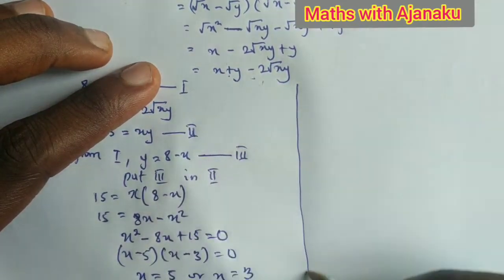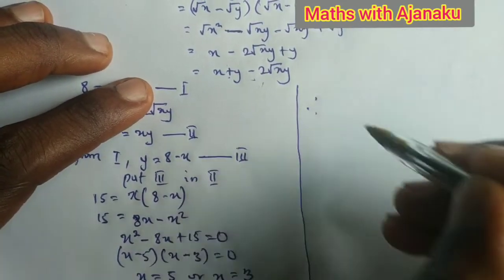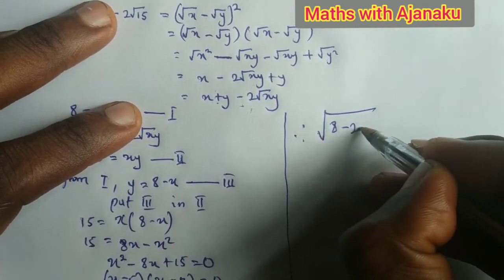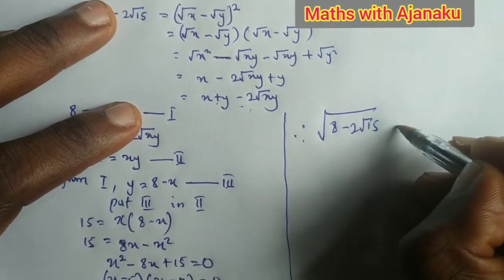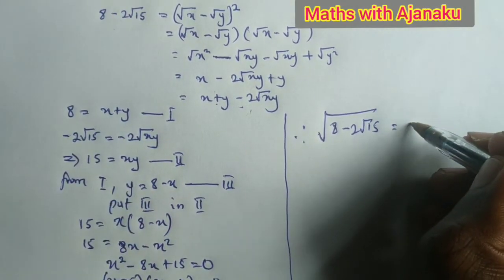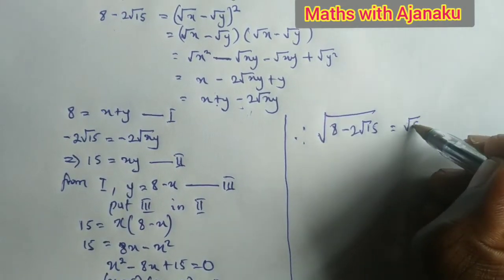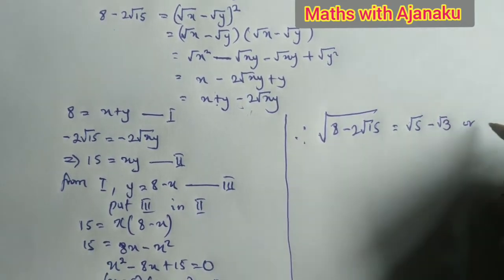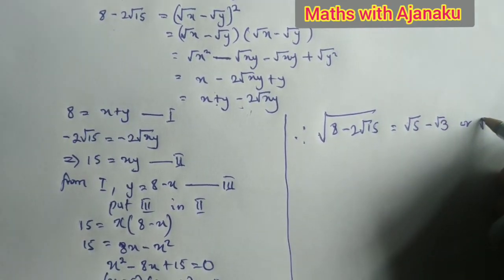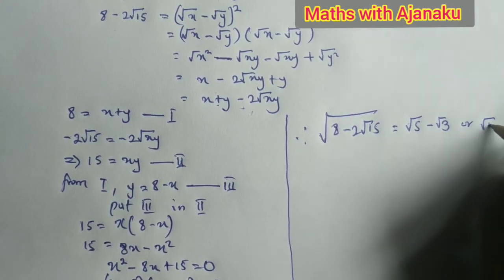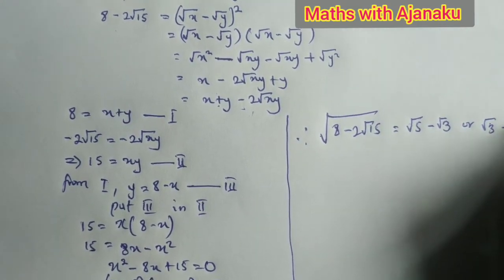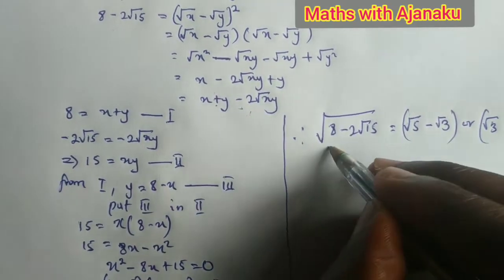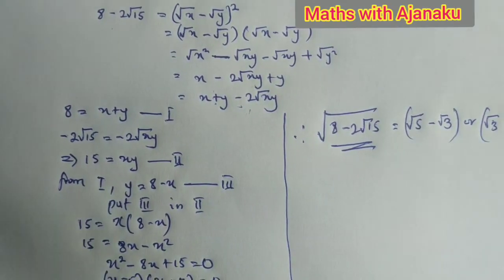Now, therefore, we can conclude that the square root of 8 minus 2 root 15 is equal to root 5 minus root 3, or root 3 minus root 5. Either of the two is the square root of this. Thank you.